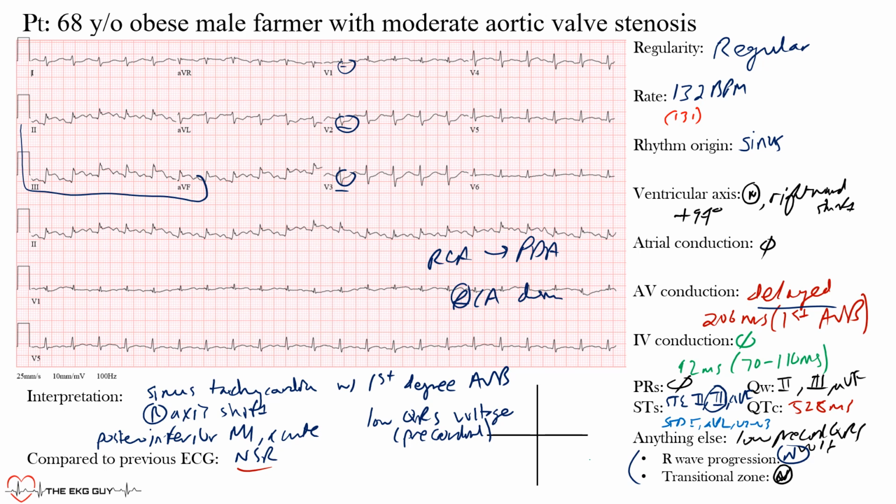Okay, and one thing to note, when you have these RCA infarcts, that's the one that's supplying that AV node, and maybe a result of that now new first degree AV block. Okay, sinus tachycardia, maybe the patient's having chest pain or something that is contributing to this as well. So a lot going on here, and hopefully that made sense.